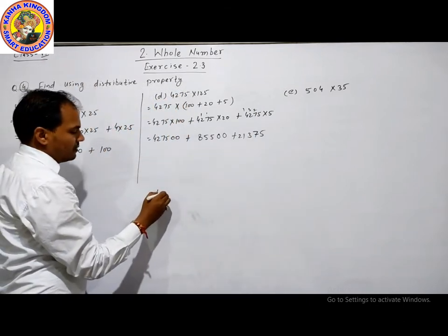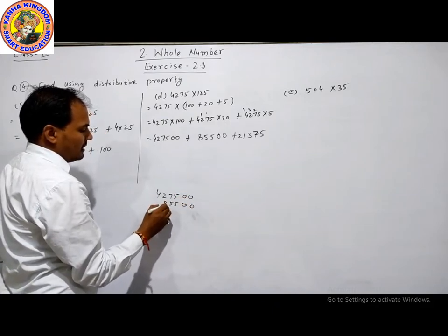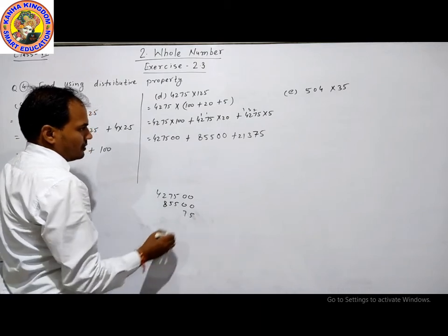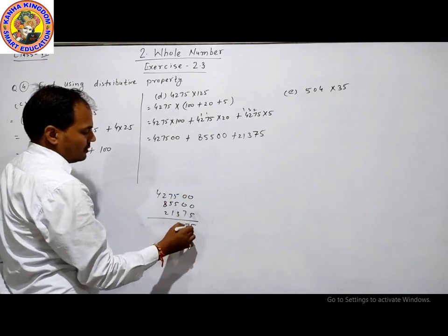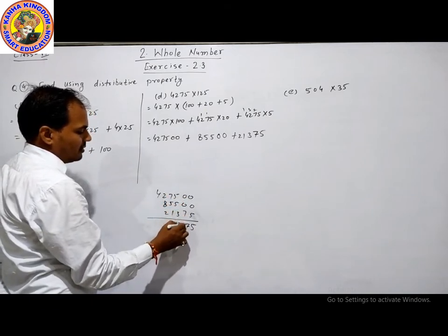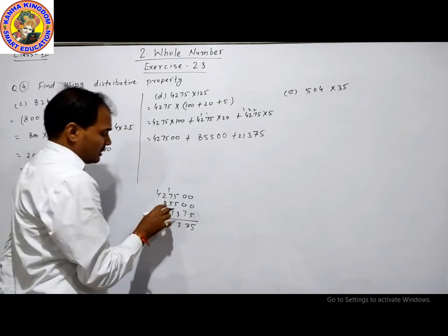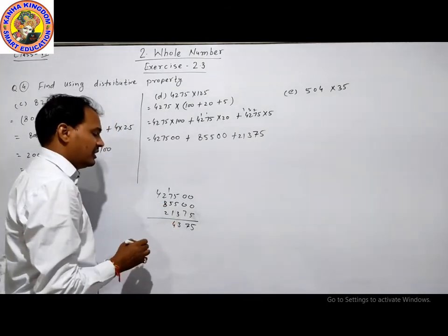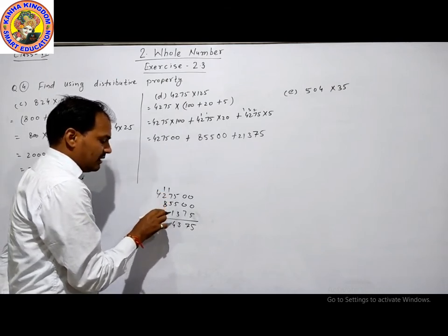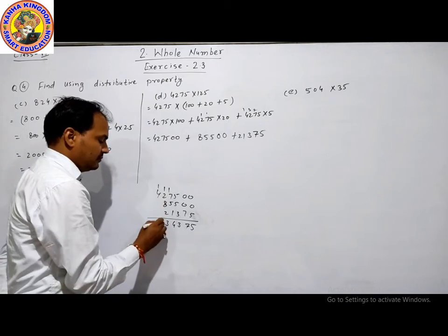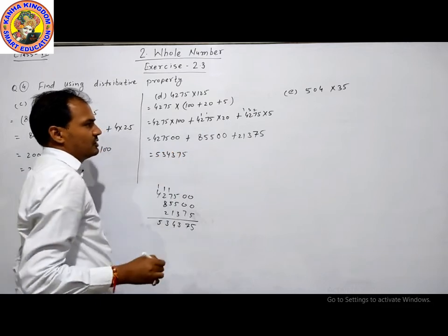Now adding these numbers, 427500, 00, 55, 8, 75132. 5, 7, 5 plus 5, 10, 13, 8 and 5, 13 plus 1, 14, then 1, 3, 8, 11, 11 and 2, 13, 5, 5, 3, 4, 3, 7, 5. This is our answer.